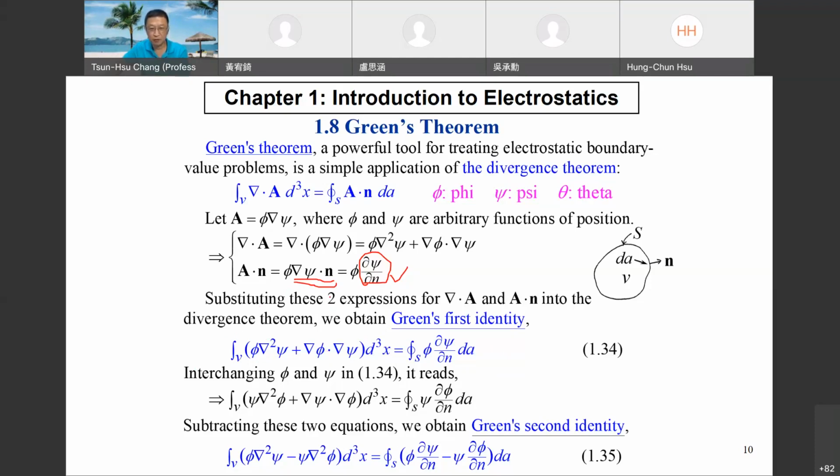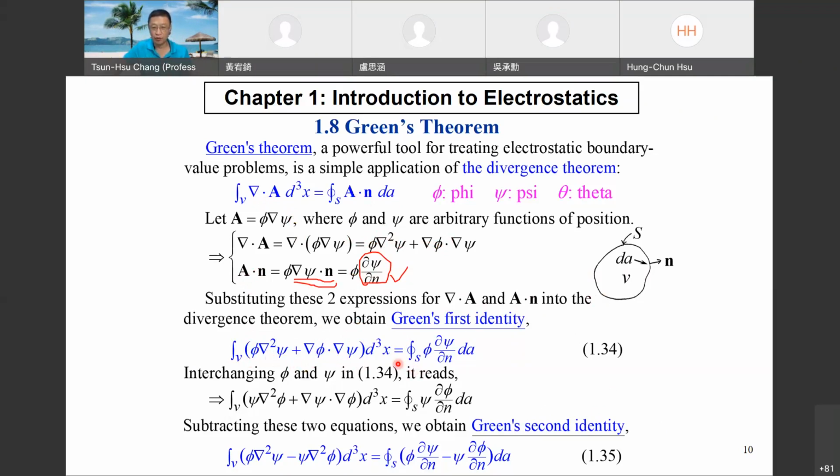Substituting these two expressions, this one and this one. Let's change to pointer. These two expressions for divergence A and divergence A dot n, the normal component of A, into the divergence theorem, we obtain Green's first identity. Just substitute these two terms to here. Here we have two terms, but in Green's first identity, we have three terms.